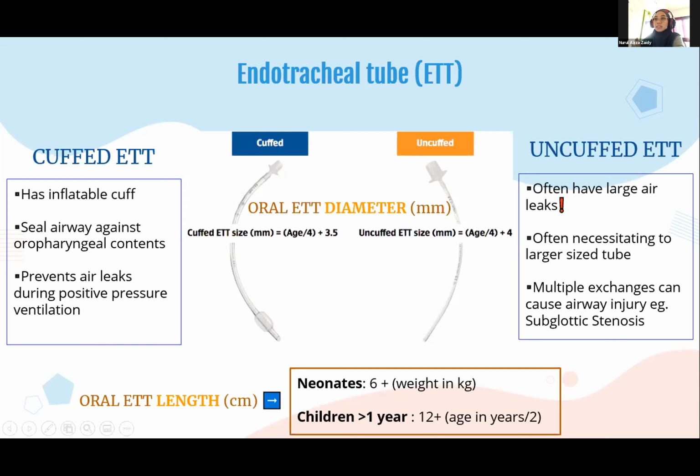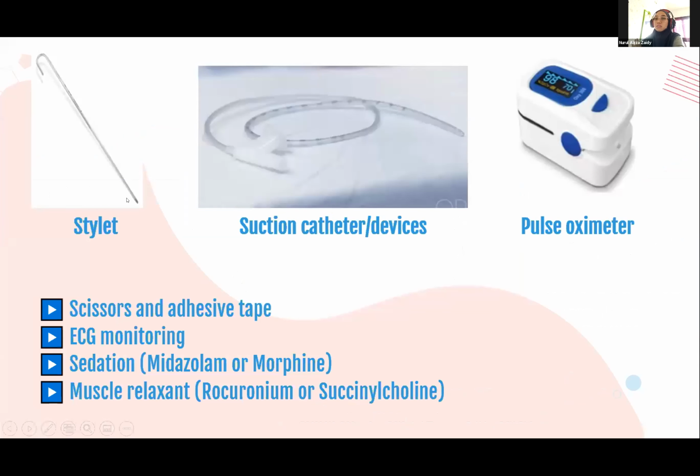Okay, next is the stylet. This is optional. And then the suction catheter, because sometimes the oropharyngeal secretions can be excessive, so it will be difficult for the clinician to see inside the larynx. So we suck the secretions. And then pulse oximeter, scissors and adhesive tape, ECG monitoring, sedation, and also muscle relaxant.